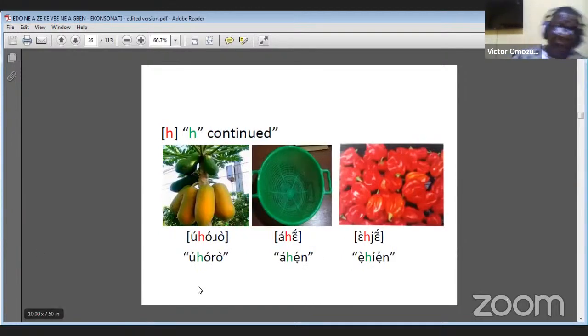Then he, uho, ahe, ehie. When you look at a here, you will see the E there is realized when you are talking as the glide ye. So that is why you say a here in rapid speech. That is the rule of glide formation that is very, very common in Edo.